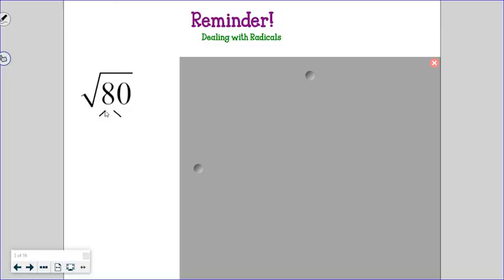Why do I do that? Well, if I looked at 80, I would think 4 immediately. 4 is not the biggest perfect square that goes into 80. 16 actually is, and I would find that first if I started at half and worked my way down.